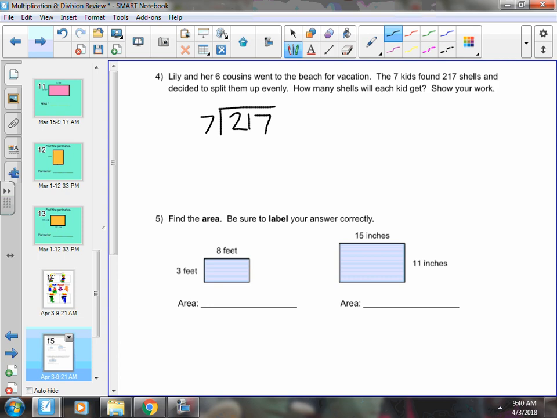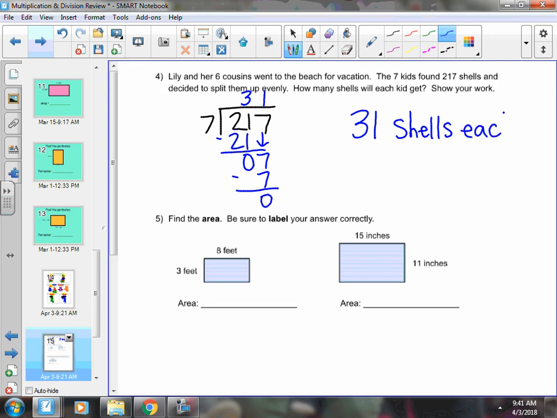So we're thinking groups of 7. You can't make a group of 7 from 2, but you can make a group of 7 from 21. 3 groups, exactly. 3 times 7 is 21. Subtract, bring down. Oh, this is going to work out perfectly, I can already tell. Can you make a group of 7 from 7? Yeah, 1 group of 7. Multiply. 1 times 7 is 7. Subtract. There's nothing to bring down. So that means it's exactly 31 shells each. If it's a word problem, it's good to label it. Okay.